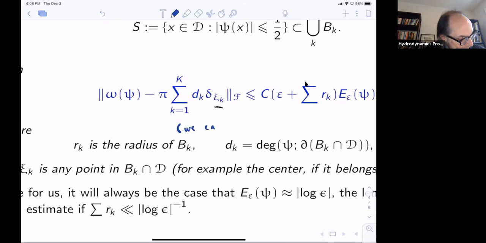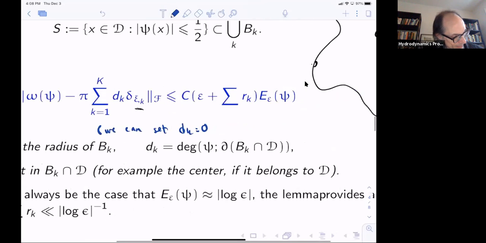We can set d_k equal to 0 if the ball intersects the boundary of D. Okay, that's a remark.